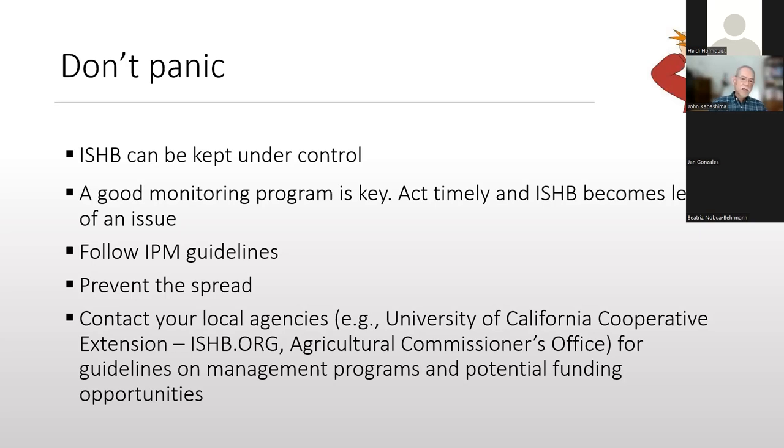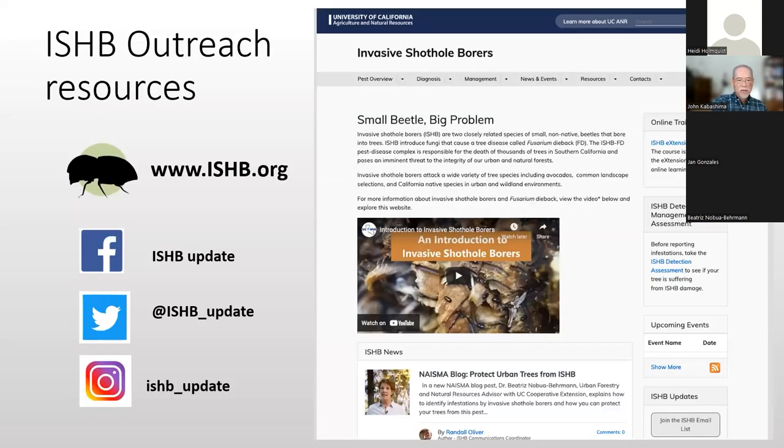I think the thing you should do, if you think you found it, is go to ishb.org, and we have a little questionnaire that you fill out to help us determine whether or not you really do have a problem. The ishb.org website has a tremendous amount of information on it, and that's really where you should be going.